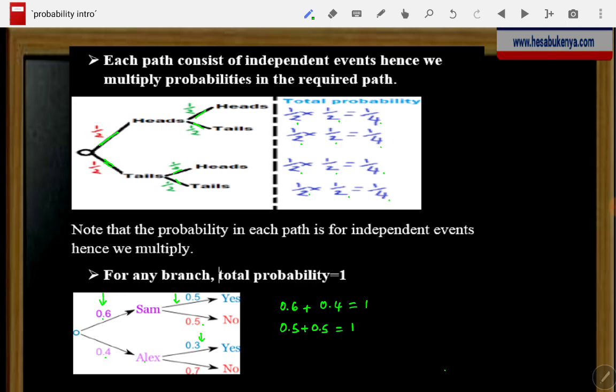And then in this branch, the probability of Alex divorcing the wife is 0.3. The probability of him not divorcing the wife is 0.7. If you add the two, you get 1. So for any branch, the total probability is equal to 1.